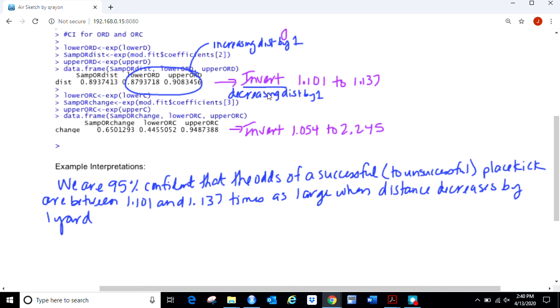This would have been done before when there was no other variables in the model. But now we have that additional variable of change. So I still need to address it somehow. And so really the only way we're going to do it is by assuming change stays the same.